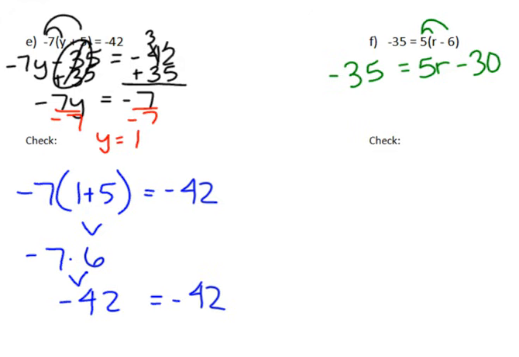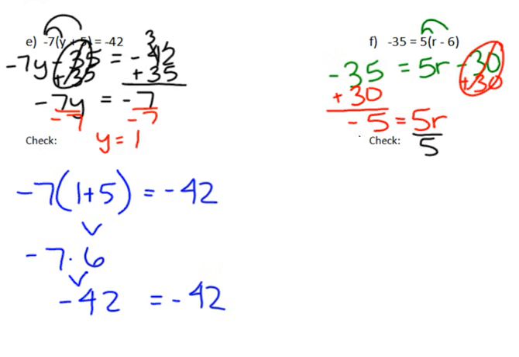And then we can add 30 to both sides. So these have different signs, so it'll come out to negative 5 equals 5R. And then divide by 5, and we end up with negative 1 equals R. All right, let's test that.